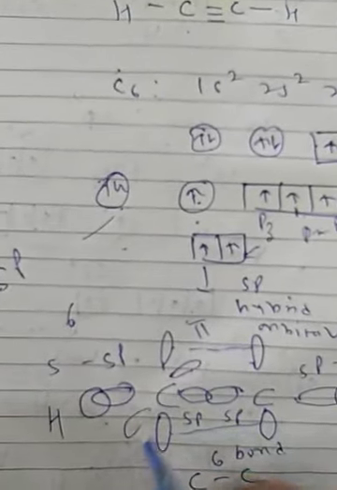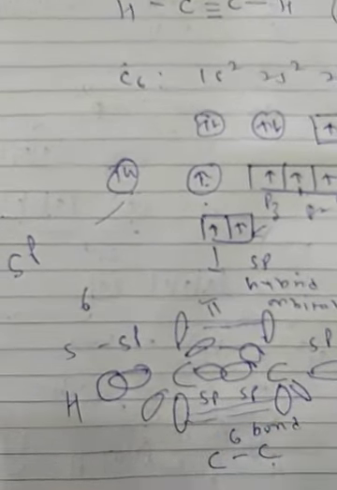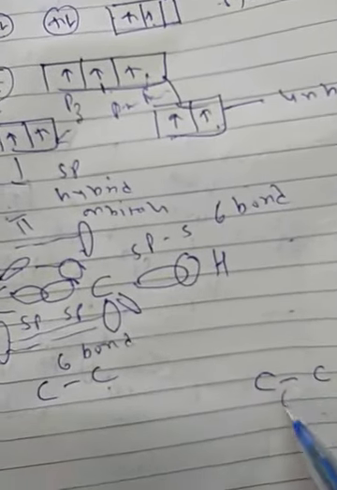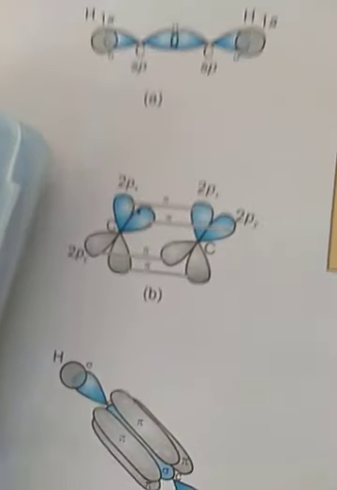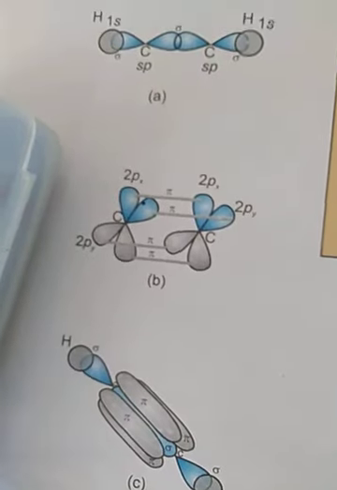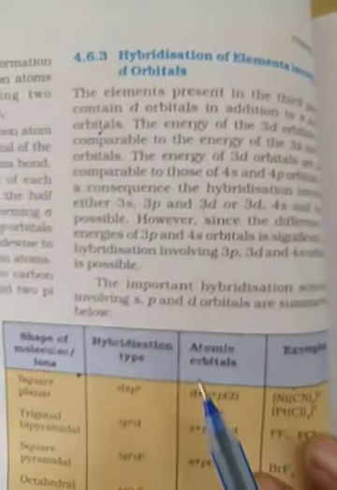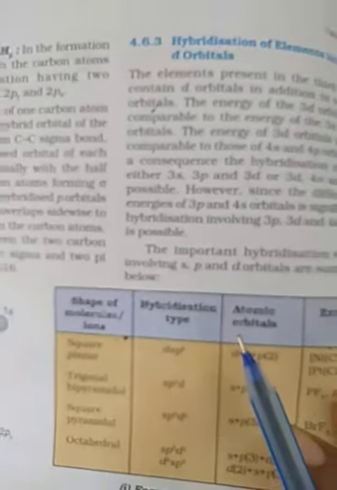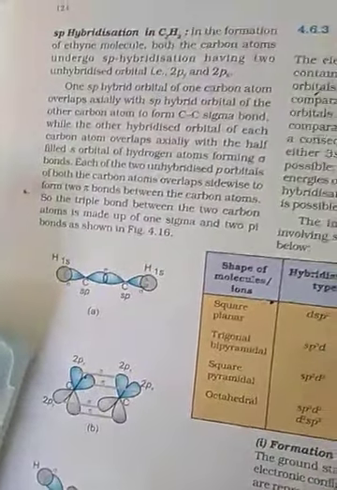Now the second remaining unhybridized orbital you have to show like this, and that is the second pi bond. So each carbon has one sigma bond and two pi bonds from the remaining unhybridized orbitals. In this way I explained sp hybridization. You can see the diagrams. So I showed you sp3, sp2 and sp hybridization with the examples of ethane and ethyne.